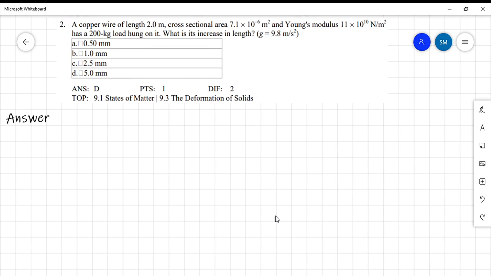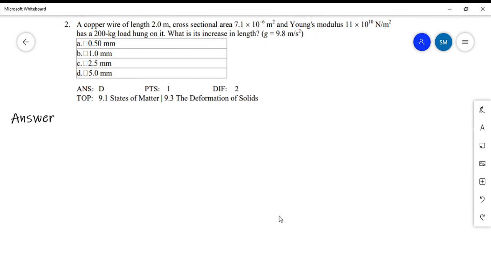The second question. A copper wire of length 2 meters. Here we have the length, L naught, and the cross section area 7.5 times 10 power negative 6 meter square. We have Young's modulus 11 times 10 power 10 newton per meter square, and a mass of 200 kilograms hanging from the wire. From the mass we can calculate the weight, and the weight is simply the force. What is the increase in length? So he simply wanted to know delta L.